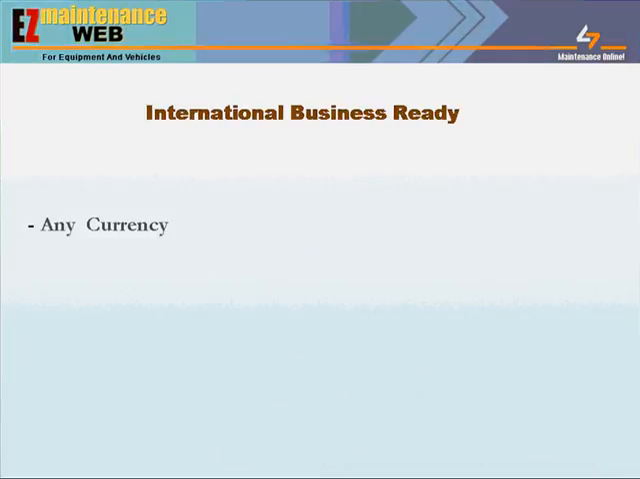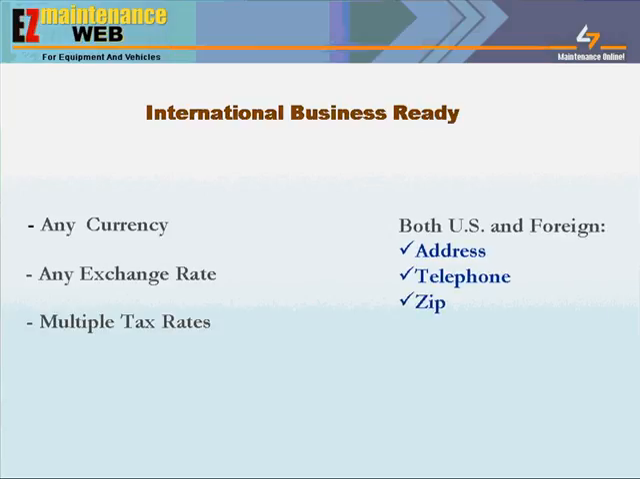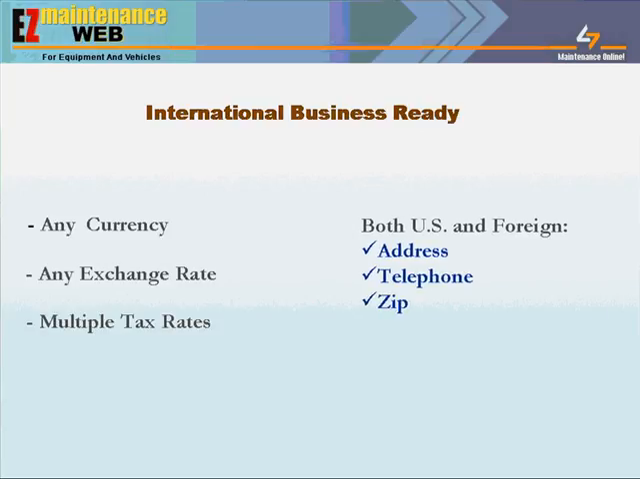EZMWeb can be set for any currency exchange rate, multiple taxes, and both United States and non-United States addresses, phone numbers, and zip codes. No matter where you are located or what kind of maintenance you need to control and track or your invoice requirements, EZMWeb is ready to go to work for you.